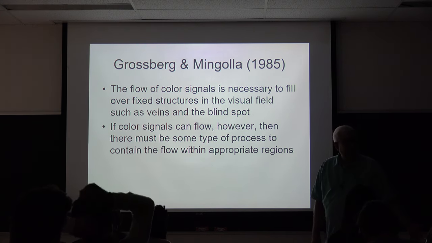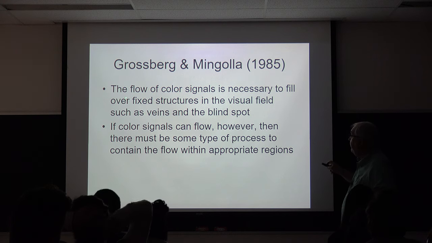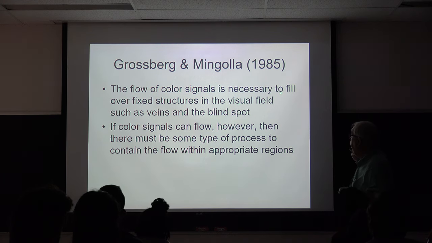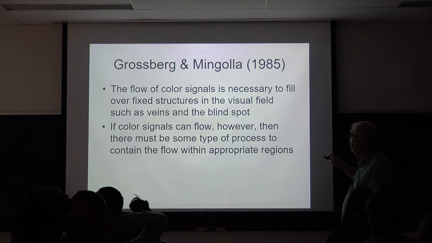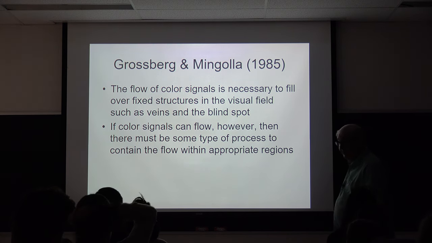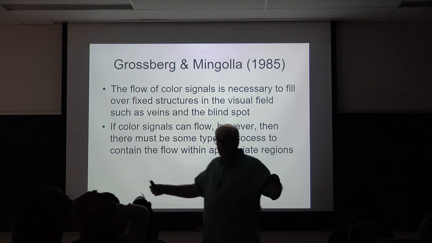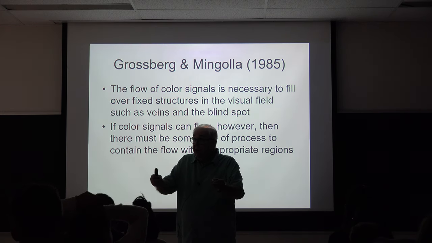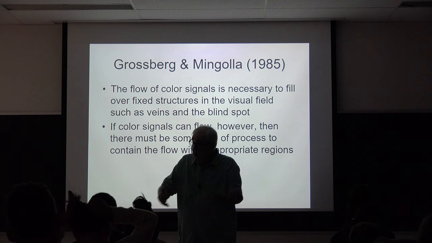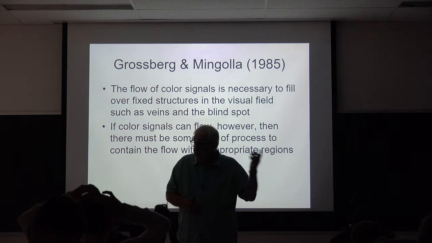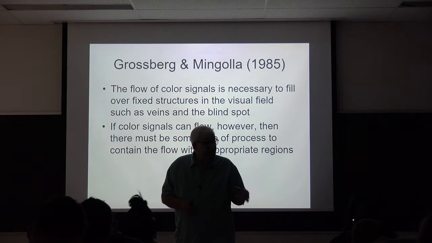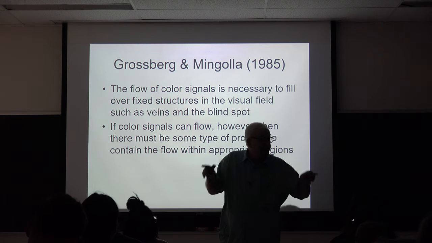And so the idea is, if the flow of color signals is necessary to fill over fixed structures in the visual field, such as veins and the blind spot, right? So the idea is you're going to have color flow from non-fixed contours into open regions, and that's what's going to prevent you from seeing the veins or the blind spot. You've got to have a mechanism to stop the flow.